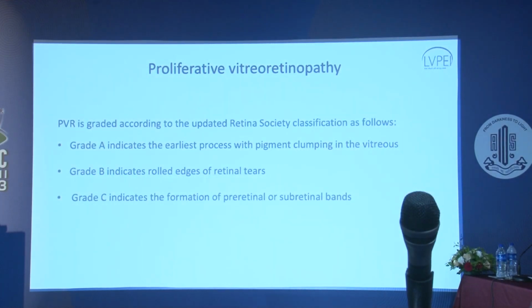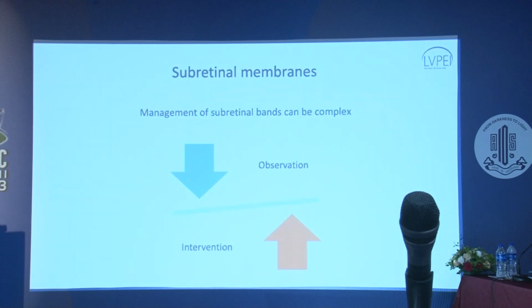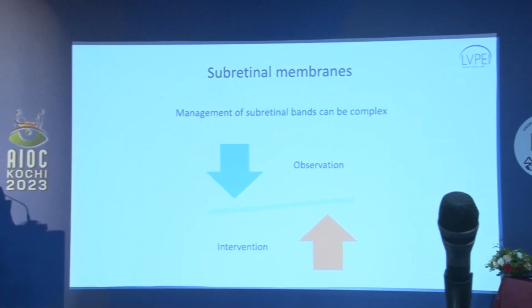Just for people here, if you look at the grading of PVR in the updated Retina Society classification, grade A indicates the earliest process with pigment clumping in the vitreous. Grade B indicates rolled edges of the retinal tears, and grade C indicates formation of pre-retinal or subretinal bands. So here we are dealing with grade C PVR. Management of subretinal bands can be complex. It can be either observed, or intervention might be required.